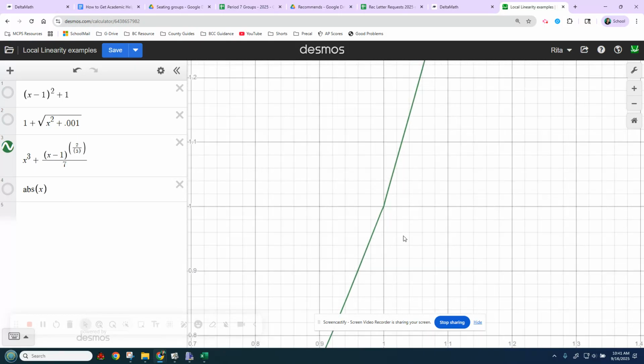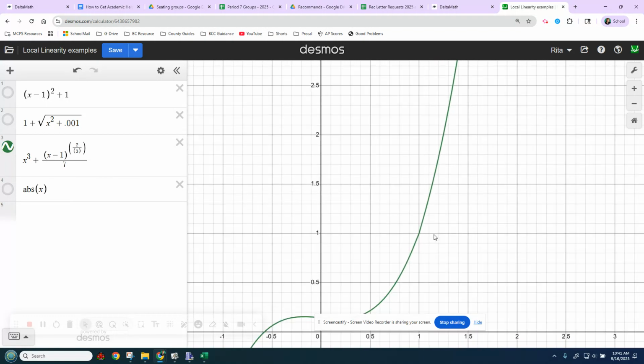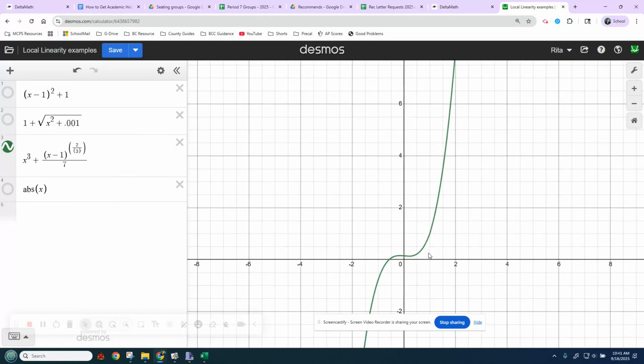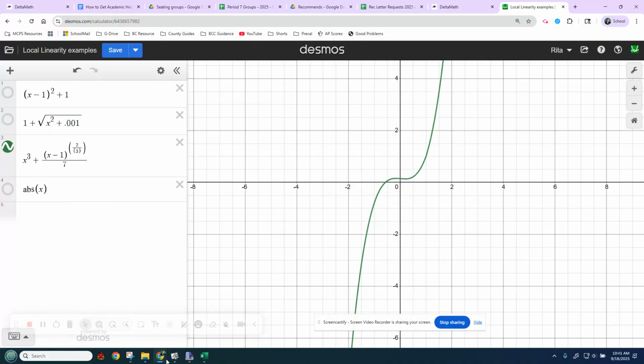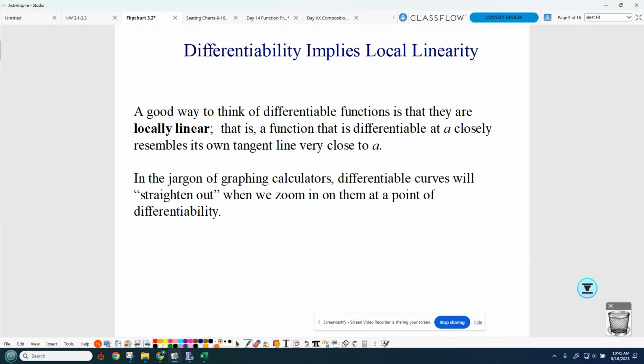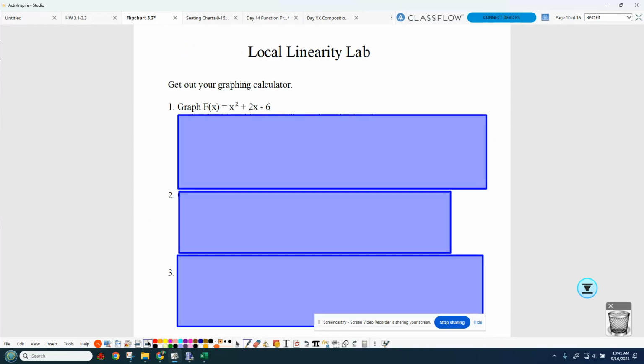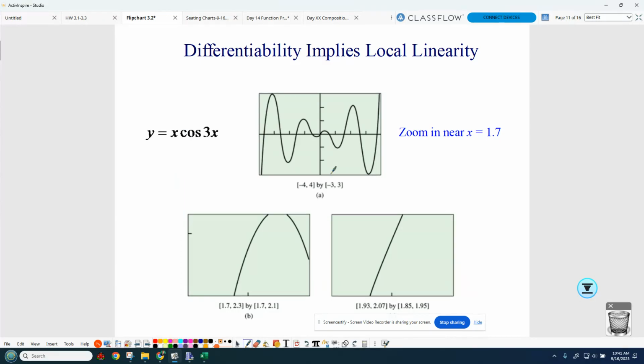It looks fine from, now it's gone. Oh, it looks like your friendly cubic function, but it's not. So that's what it means to be locally linear, if you zoom in a super, super duper lot, is it smooth?